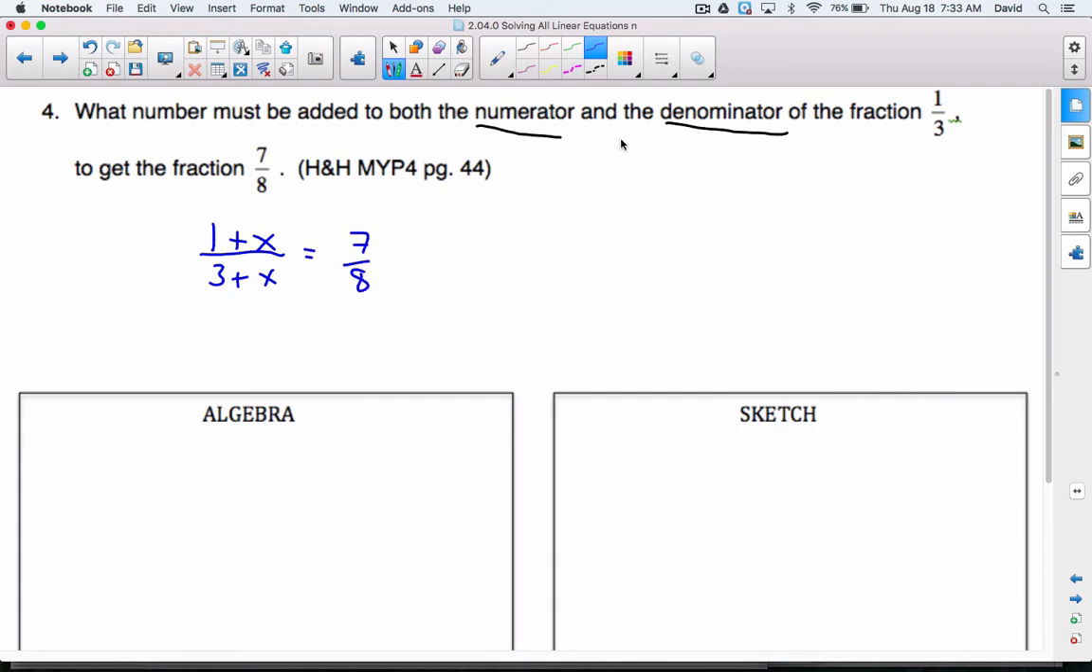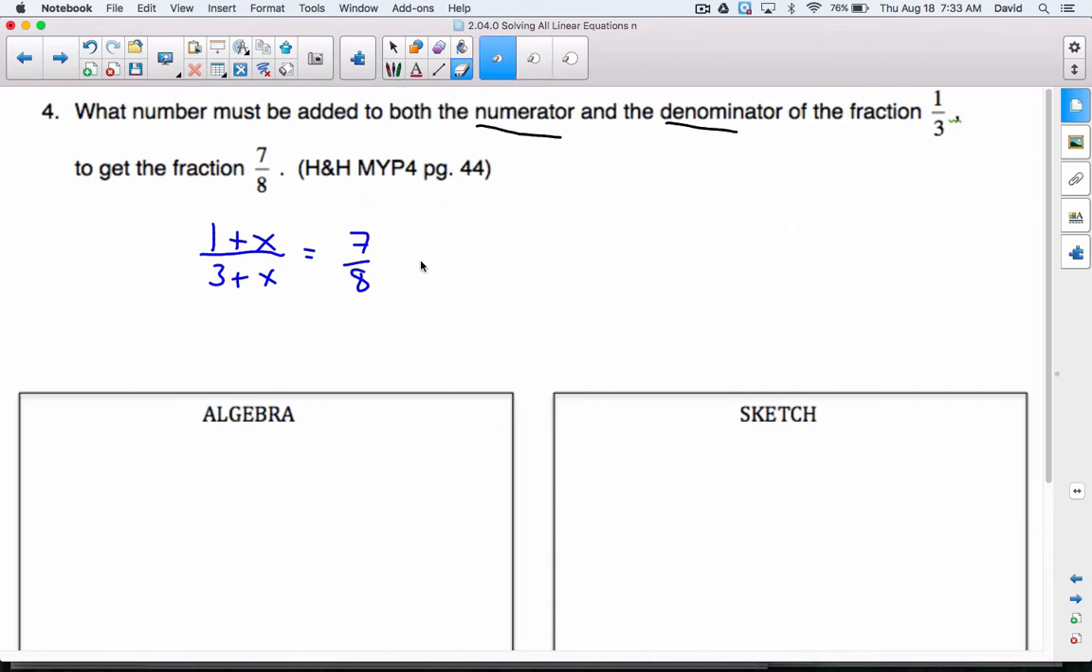Now, a common mistake students sometimes make is they go 1/3 and they add what they think is a number to the numerator and the denominator. This is not adding to the numerator and denominator. This is adding to the fraction, and this is actually equal to 1. So you're not adding a number, you're adding 1 to the 1/3. So just be careful of the wording of that. Make sure that you understand what that problem is saying.